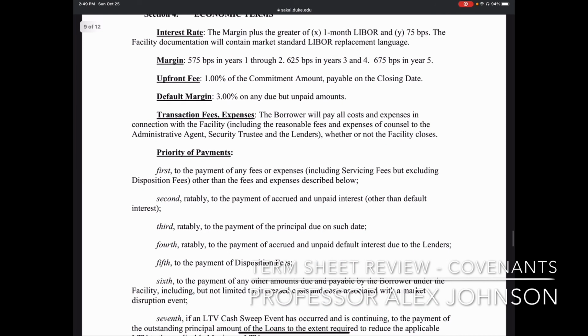Next, we have economic terms. Most of these economic terms showed up in Article 2, the interest rate, the margin, the upfront fee, but we also have what's called a priority of payments. This is also referred to sometimes as a waterfall. It's where the money that the borrower receives from the collateral goes, what it goes to pay. This is an agreed distribution mechanism, and while the distribution mechanism's agreed here, it's not really called a covenant, and it typically stands on its own.